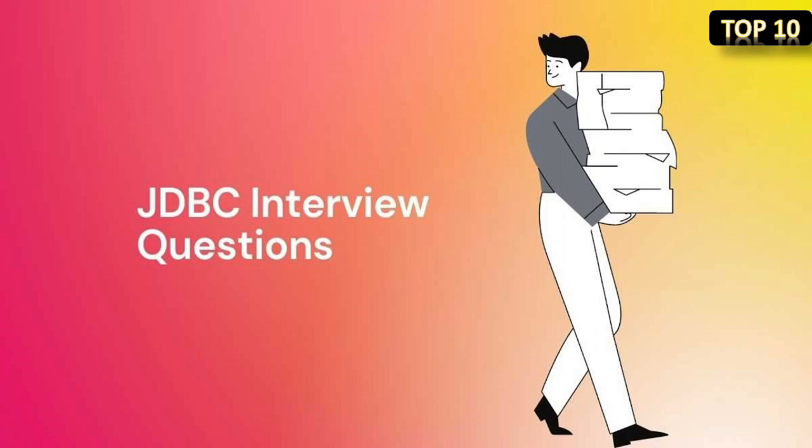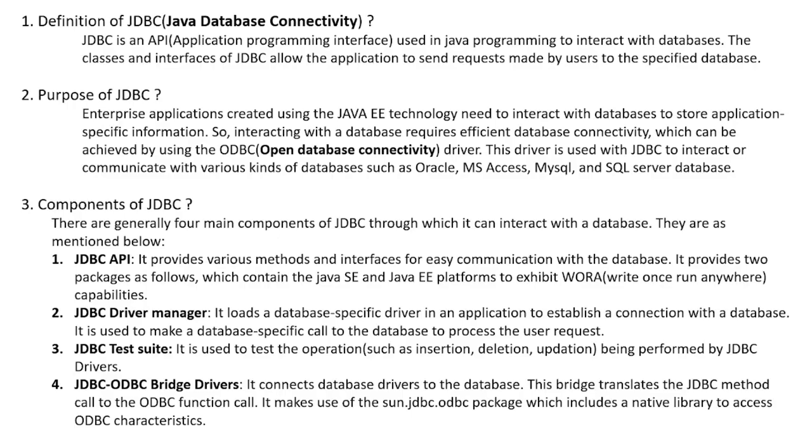Today we will see some important questions of JDBC. So let's get started. Question 1. Definition of JDBC, Java Database Connectivity. Answer. JDBC is an API, application programming interface, used in Java programming to interact with databases. The classes and interfaces of JDBC allow the application to send requests made by users to the specified database.